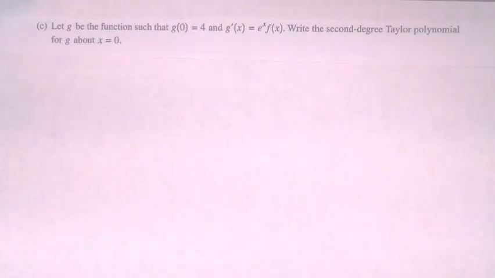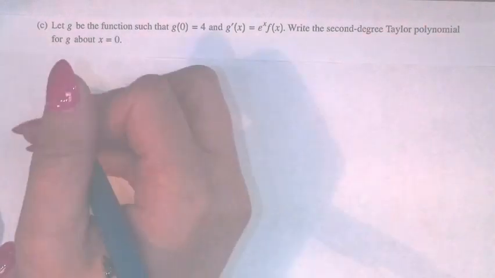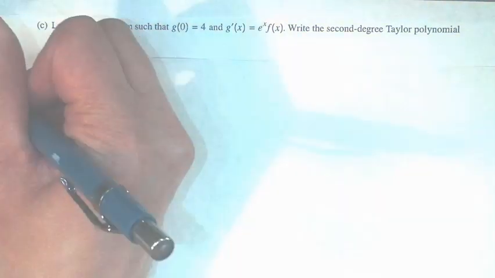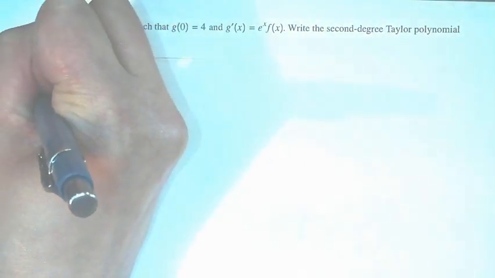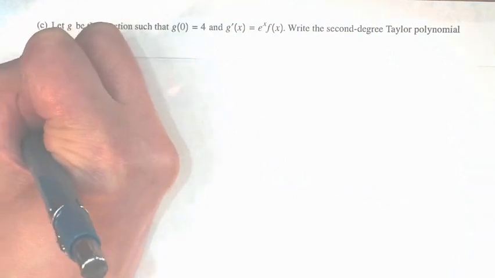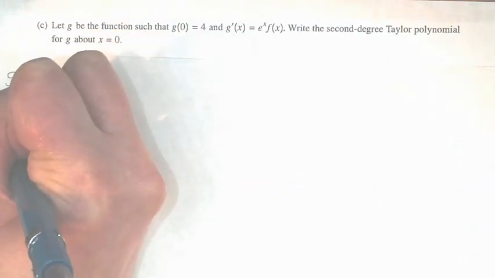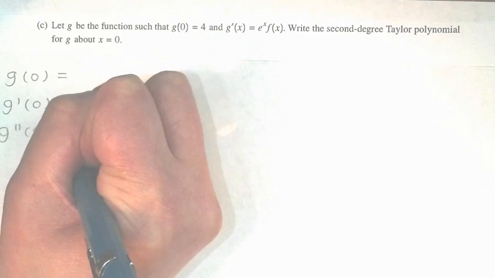For part C, what we have is a function g such that g of 0 is equal to 4, and we have that g prime of x is equal to e to the power of x times f of x. They want you to write the second degree Taylor polynomial for g about x equals 0. So what are you going to do here? What we need is g of 0, g prime of 0, and g double prime of 0. Okay, that's what we need.